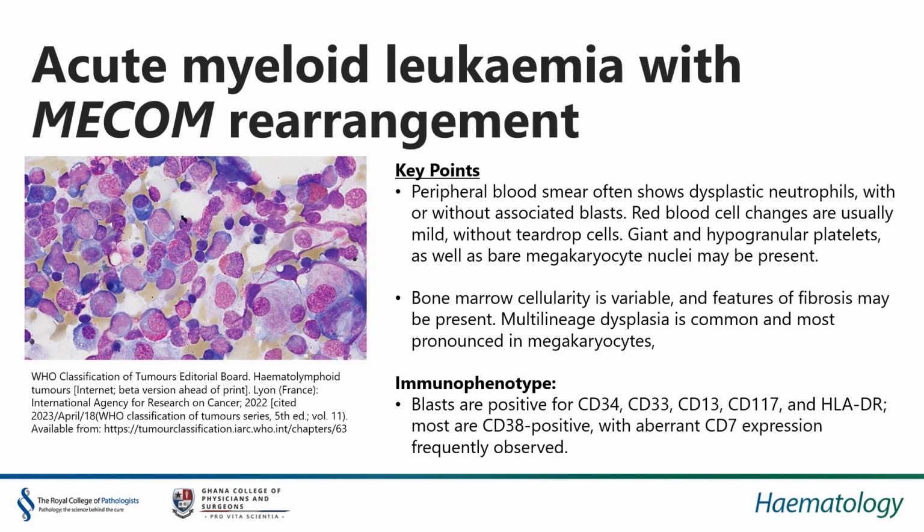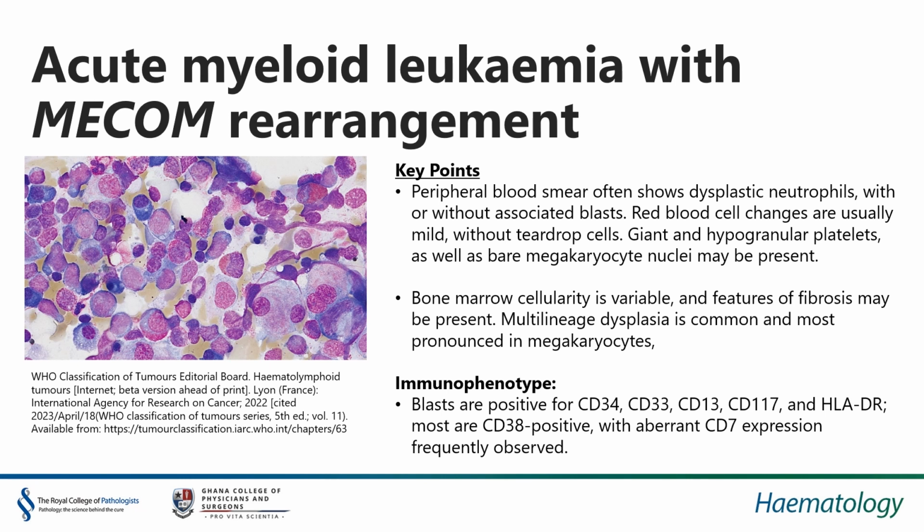Within the bone marrow, the cellularity can be quite variable and can feature fibrosis. Now, the blasts in the bone marrow have quite variable morphology, often resembling those seen in AML without maturation, or acute myelomonocytic leukemia, or even acute megakaryoblastic leukemia. Now, multi-lineage dysplasia is quite common and most pronounced in the megakaryocytes, which are often small and have a non-lobated or bilobated nucleus.